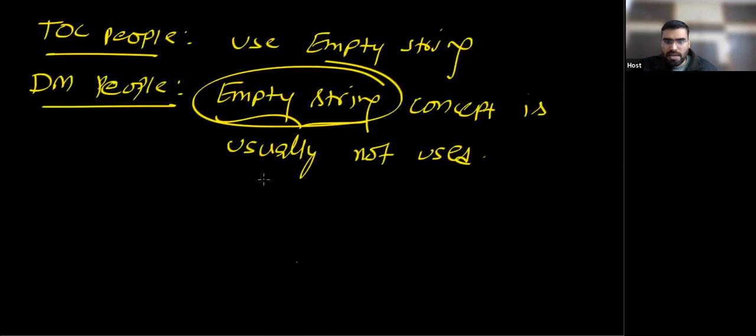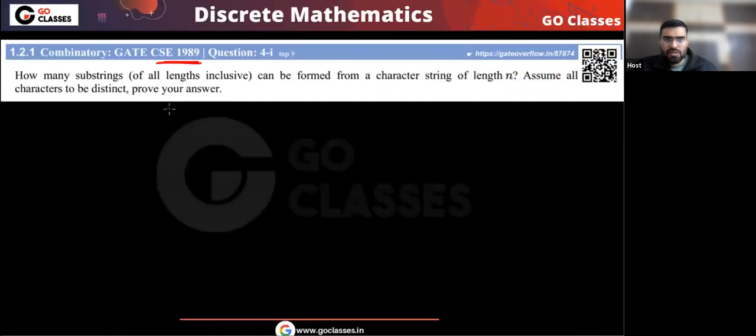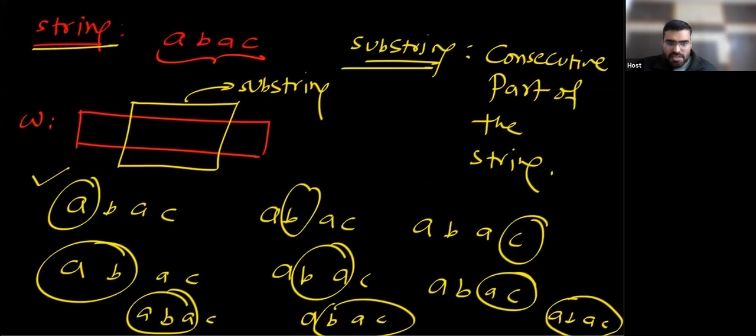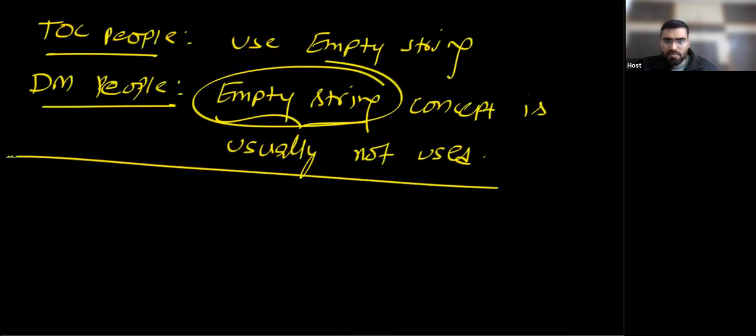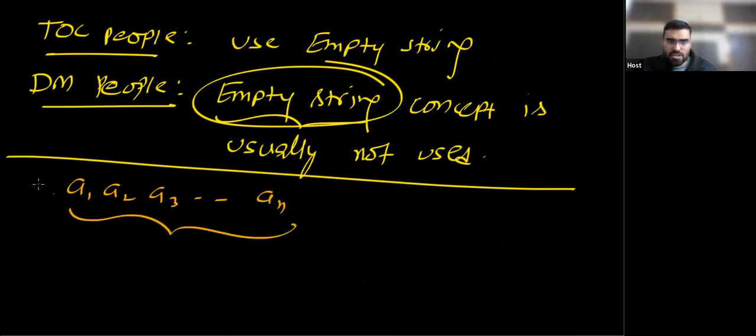But anyway, this is a point: in the mathematics book you will never find this empty string type of thing. So what will be the answer here? The answer is very simple. If you have a string w of length n, a1, a2, a3 and so on up to an, then a substring means length 1, length 2, length 3, a consecutive part that you have to take.